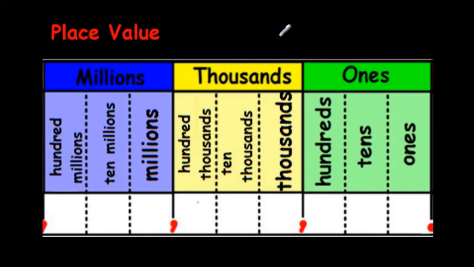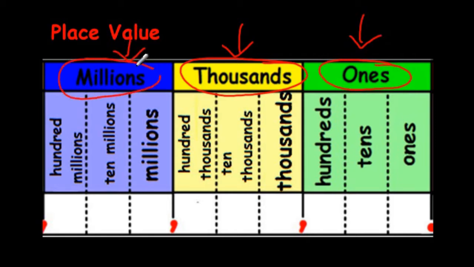Now this is a place value chart in front of you, and you can see many boxes with different colors. Now let's suppose that these colors are representing different houses. Like for example, this green one, it's the one's house. The yellow one is the thousands house, and the blue one is the millions house. And you can see that each house has 3 rooms.